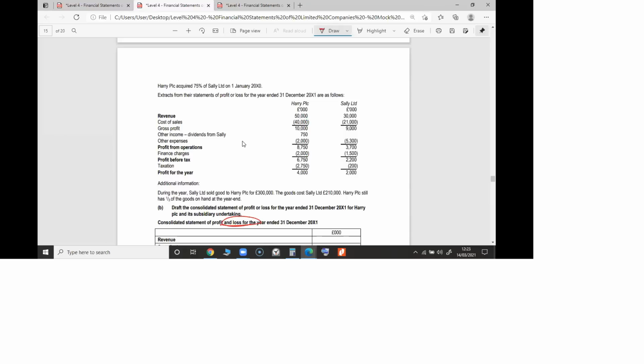Harry PLC acquired 75% of Sally Limited on 1st of January 2010.